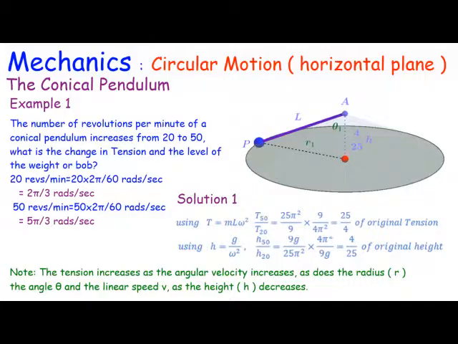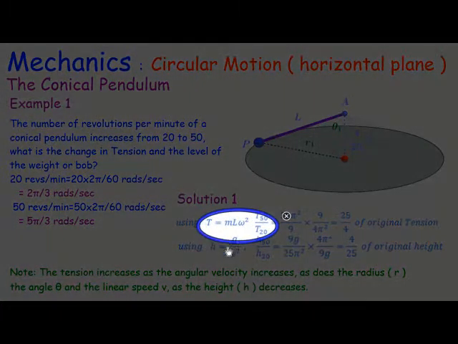So what's happened? Well, we've obviously changed our angular velocity from 2 pi on 3 radians per second up to 5 pi on 3 radians per second. Obviously, we'd expect the tension to increase, and what happens is the bob will start to rise. So the height will decrease actually. Let's have a quick look at how we did this. We just basically use this expression here.